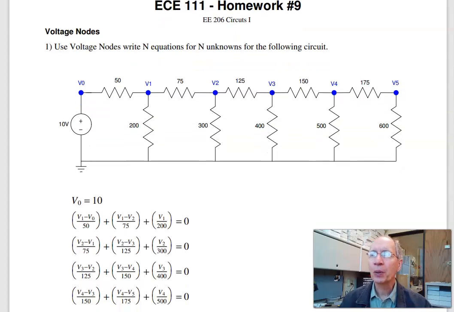Starting out, in problem 1, we use a thing called voltage nodes. With voltage nodes, what you do is you assume the voltage at each node, that's what I want to find. The voltages are where the currents balance. So at node 1, I have current flowing left, down, and right. Conservation of current says these currents have to add to 0.